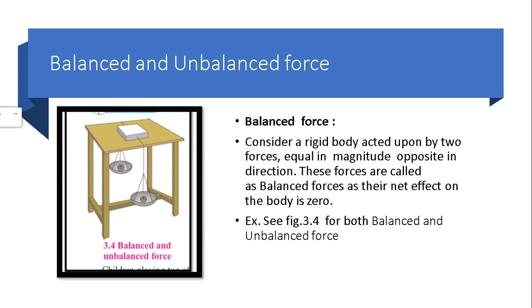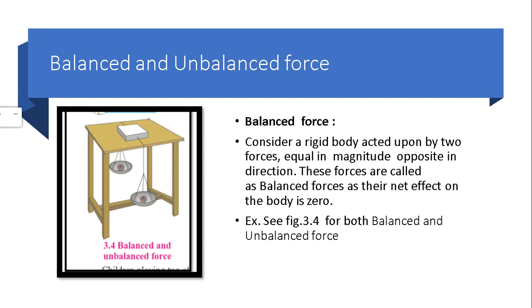Now in this example, what you observe, students, a table is kept here. On that table a wooden block is kept. To that wooden block, on the two sides, two thick strings are connected, and to those strings pans are connected in which mass is kept. If equal masses are kept on those two pans, you can observe that the box will not change its state, it remains in the middle position only. So here you can say that the force is a balanced force.